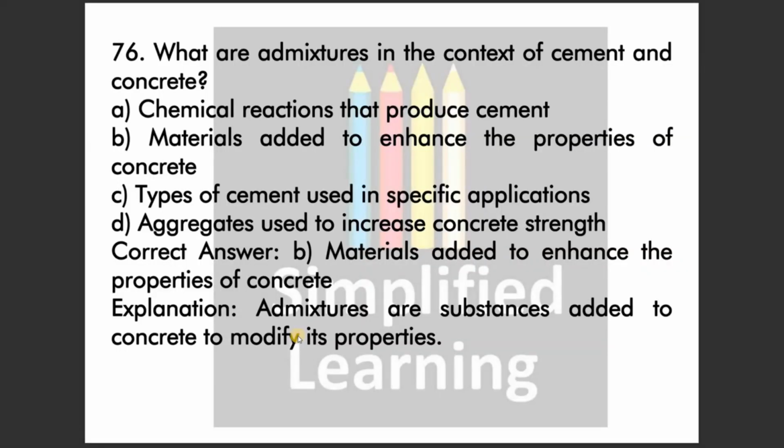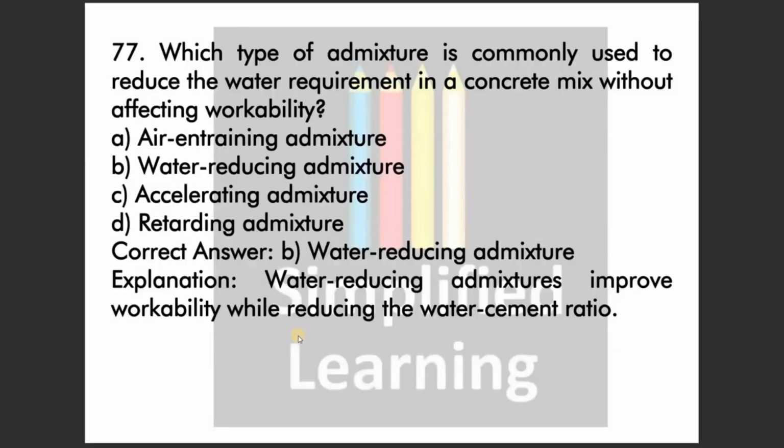See, admixtures are the chemicals or material that we add to concrete to enhance the properties, such as workability, or early strength gain, or delayed setting time. Those are the roles played by admixtures. Then which type of admixture is commonly used to reduce the water requirements in a concrete mix without affecting workability? Means we don't have to affect workability and we want to reduce the water requirement. Then water reducing admixture or chemicals are used here.